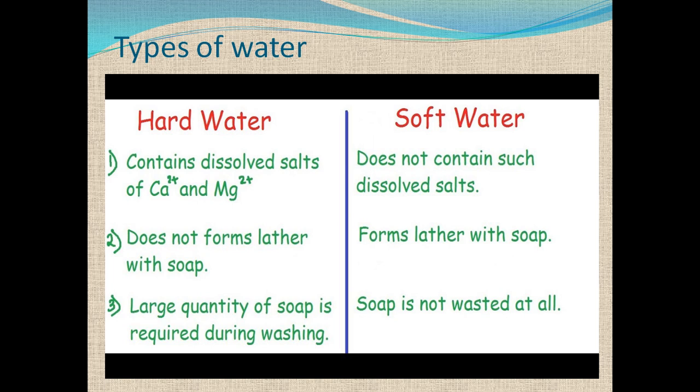Types of water. There are two kinds of water: soft water and hard water. Soft water is that kind of water which forms lather with soap easily, and hard water doesn't form lather with soap. The reason is that hard water contains dissolved salts of calcium and magnesium. Soft water does not contain dissolved salts.